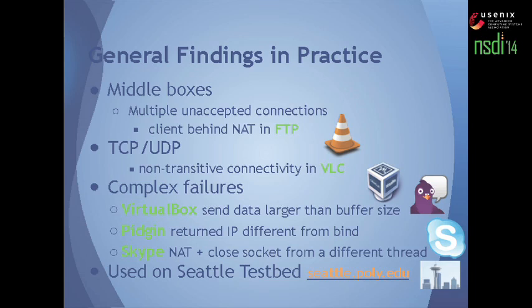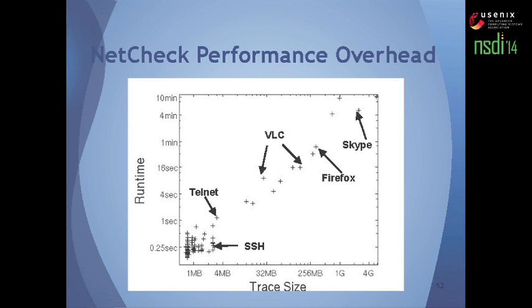Now I'm going to talk briefly about performance before I conclude. On the y-axis here, we have the runtime it took NetCheck to produce its output. On the x-axis is the size of the trace. What you can see here is that until the traces get to be very large, over a gigabyte or so, NetCheck is extremely fast. We can use it in under a minute for most types of applications. Even if you run an application for 5-10 minutes, an hour, something like that, it's still feasible to run NetCheck and have it process the trace.